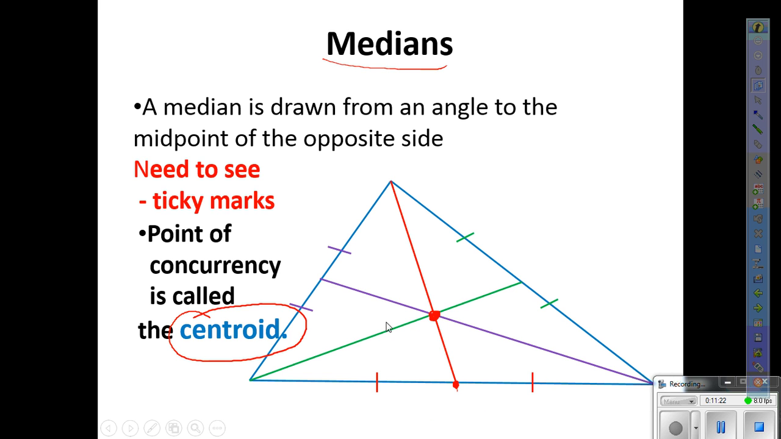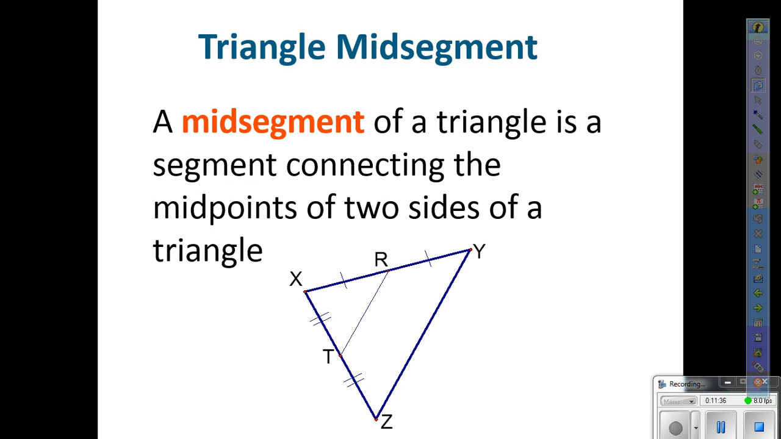So again, knowing the definition of a centroid, I'm not really concerned that you can write out a definition. But if you know it's the centroid, you know these are medians. Medians cut the side in half, and that's the information that you want to make sure that you're getting from the vocabulary. All right. Mid-segments.